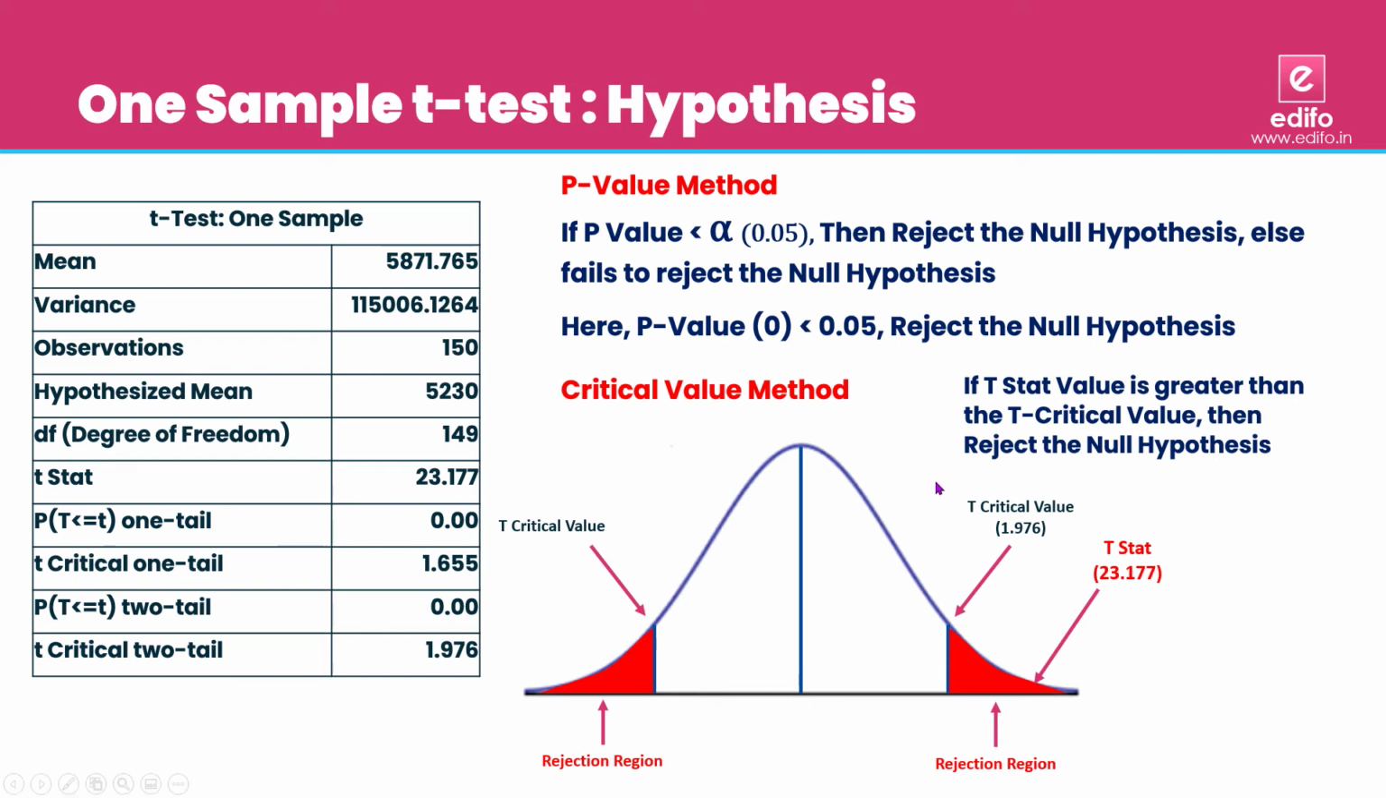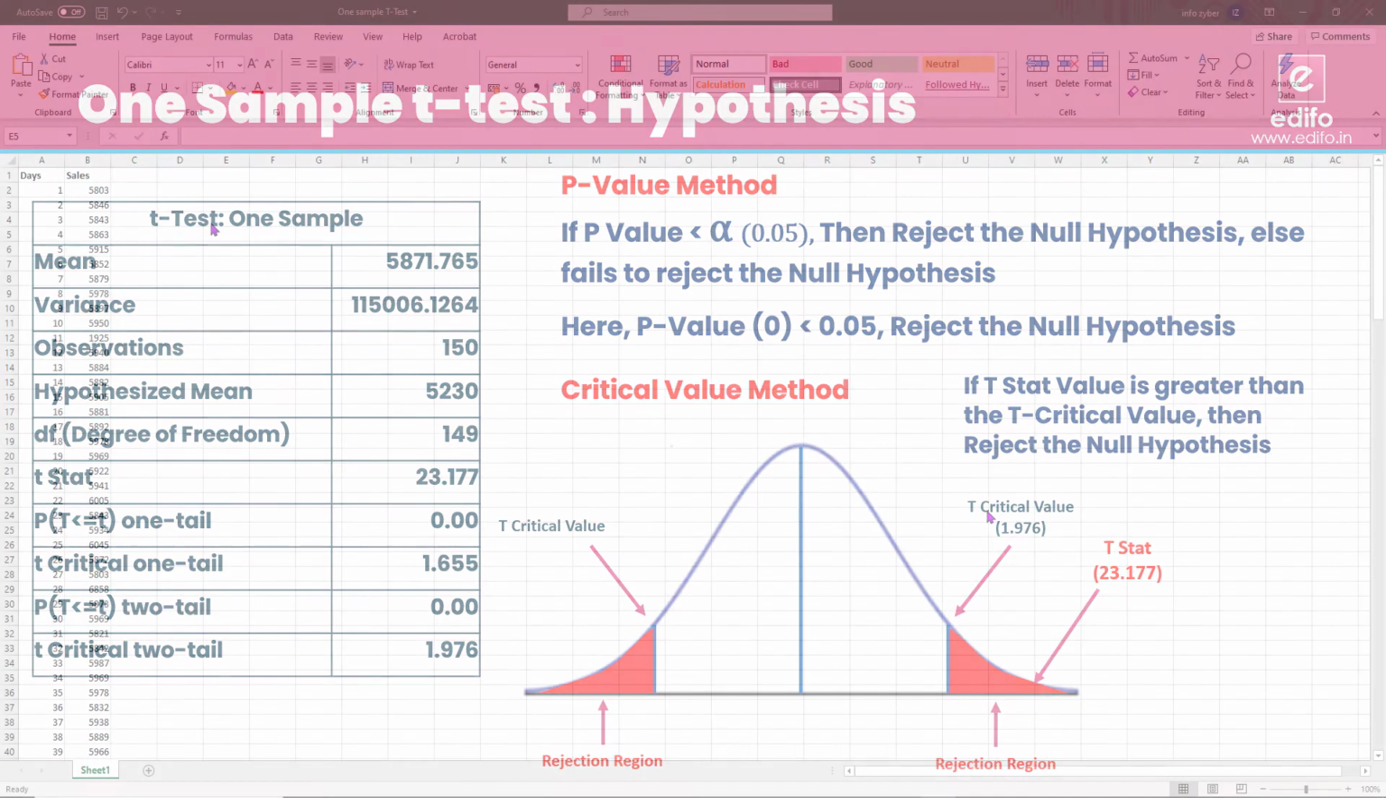These are the two methods we can apply for testing the hypothesis. Here we are going to adopt this method because the p-value method is a widely accepted method for research purposes and PhD theses. So you can follow the p-value method. This is an alternative method. Okay, now we are going to the second method.